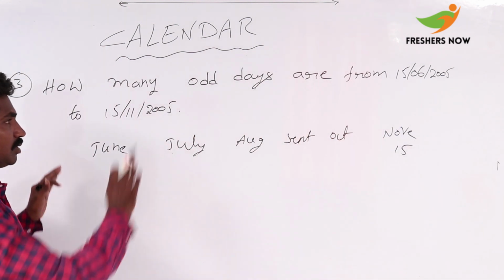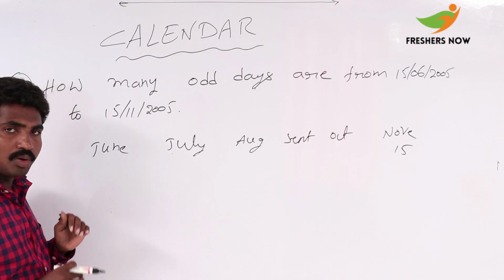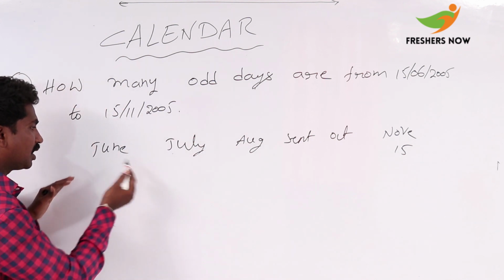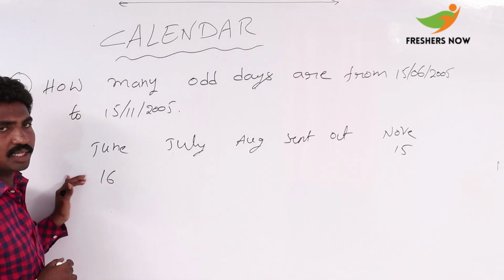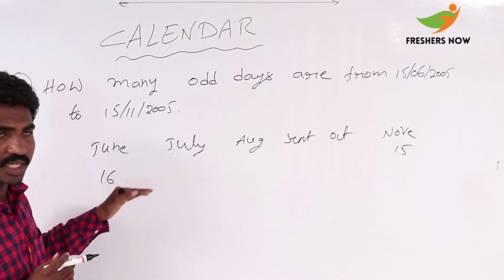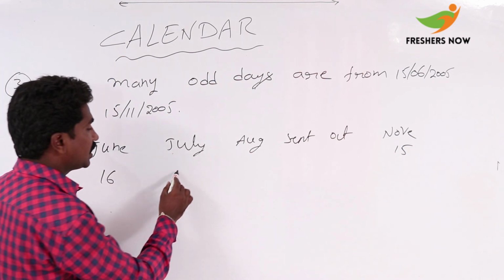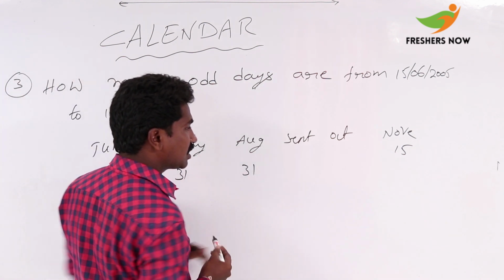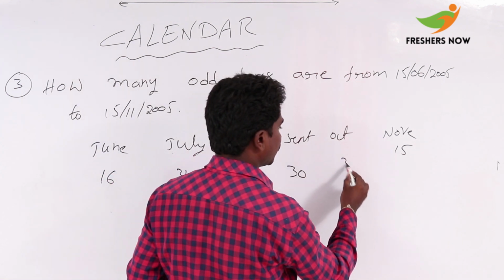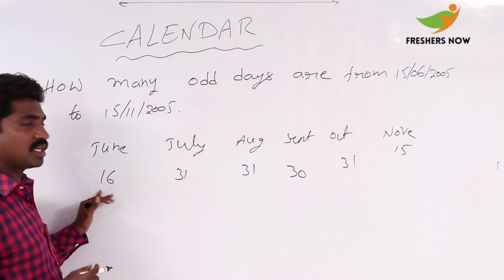From June 15th. So in June month total days 30 days. He is asking from 15/6. So remaining total days 16 days are there. From 15 to up to 30 in June month total 16 days. July, for July 31 days. For August 31 days. Here September month is there, so 30. For October 31. We have already discussed about odd days. Here 16 days are there.